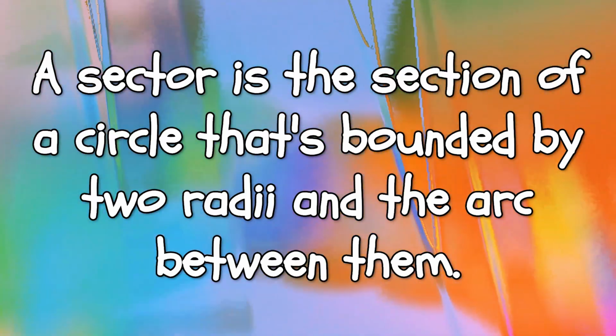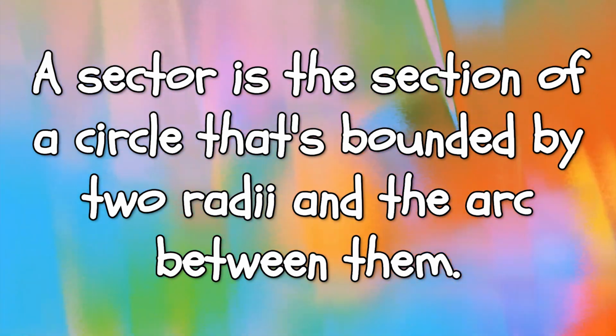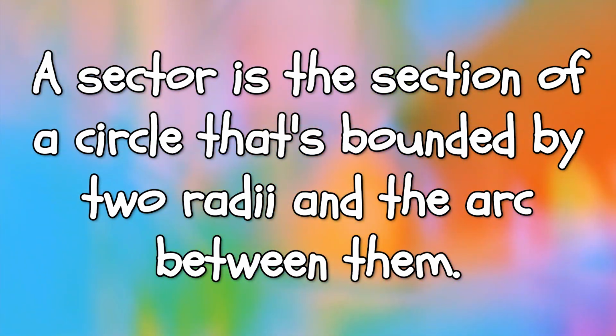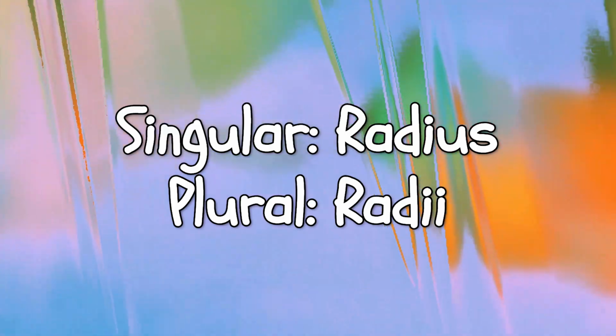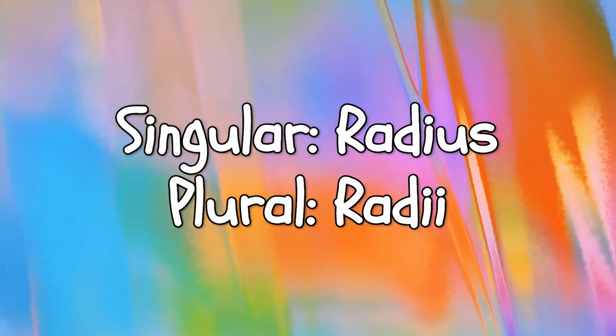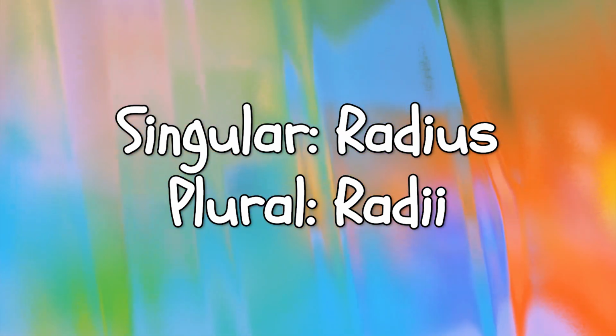A sector is the section of a circle that's bounded by 2 radii and the arc between them. 2 radii in a circle divide it into 2 sectors. The smaller one is called the minor sector, as I'm showing you here, while the larger one is called the major sector, as shown here. Also, the word radii is simply the plural for radius.